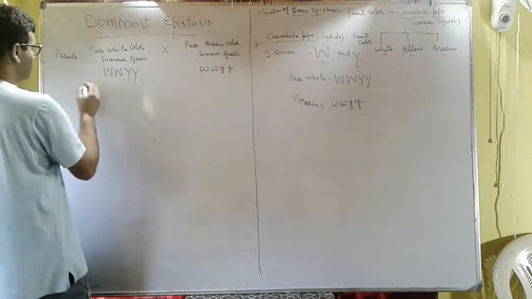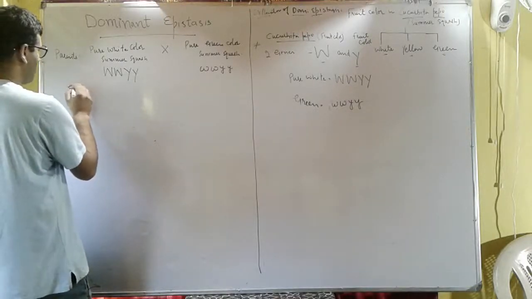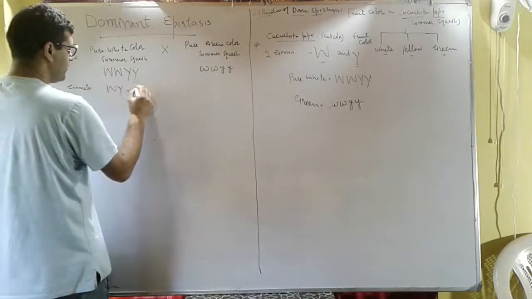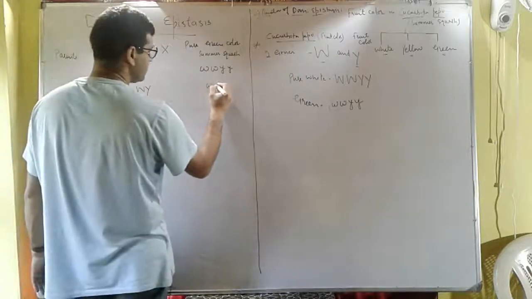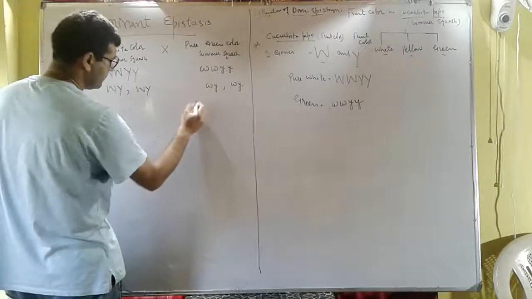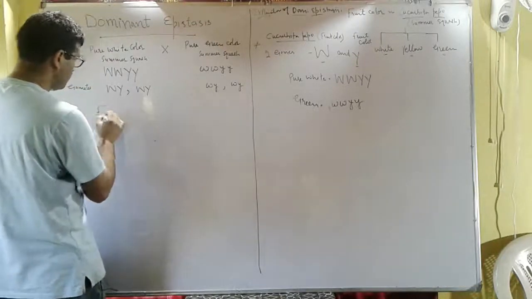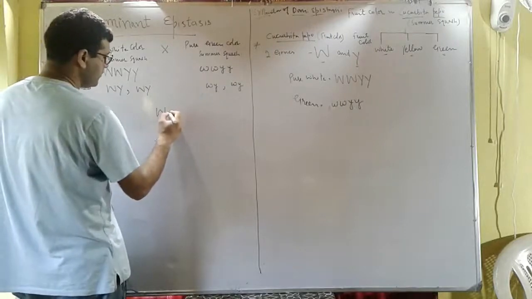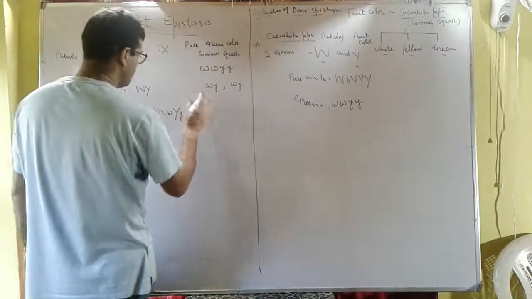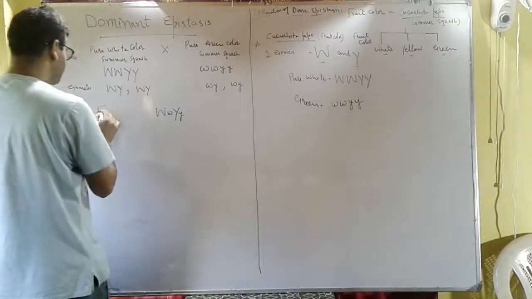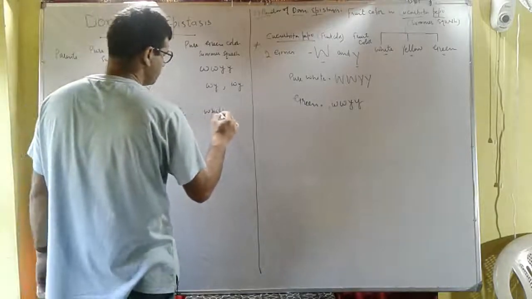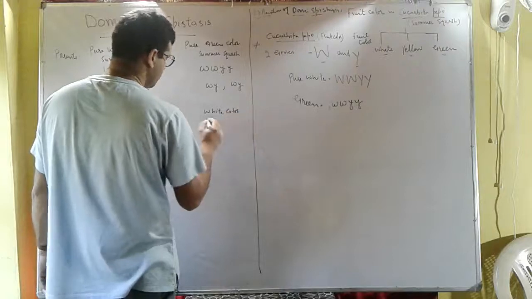Then we have gametes. These are simply gametes, by the law of segregation. Then the F1 generation: capital W, small w, capital Y, small y. Obviously, this is F1, the first filial generation, and this is white color summer squash.